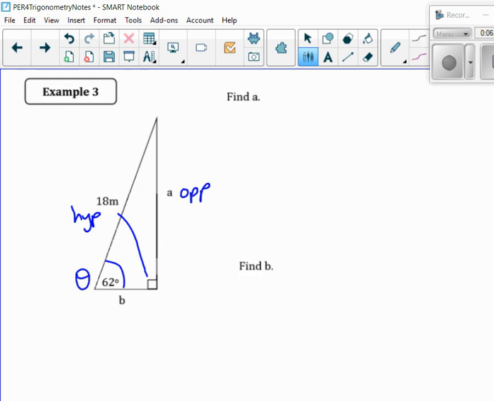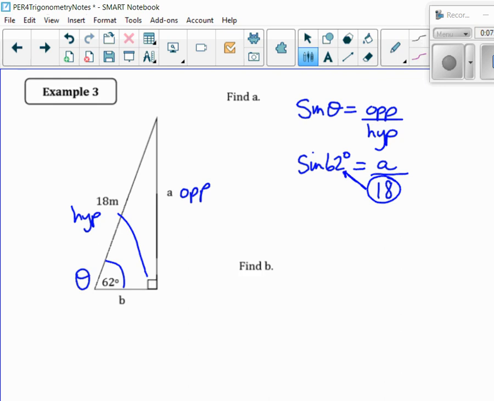Can anybody tell me what trig ratio we need to solve for A that has opposite and hypotenuse in it? Sine again, yeah. Sine. So again, if you want, you can write it out. Sine theta is equal to opposite over hypotenuse. You don't have to do this step. Now I'm going to plug in all the given information. So sine of 62 degrees is equal to opposite, which is A, divided by hypotenuse, which is 18. Everybody good with that? So this is exactly like the last question. All we're going to do now is take that and cross multiply it over.